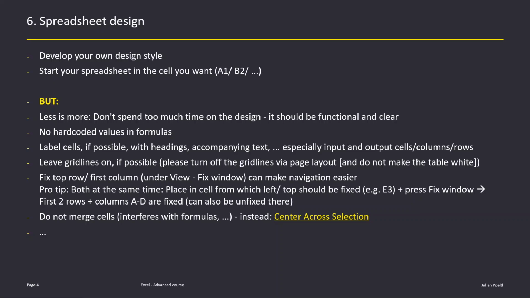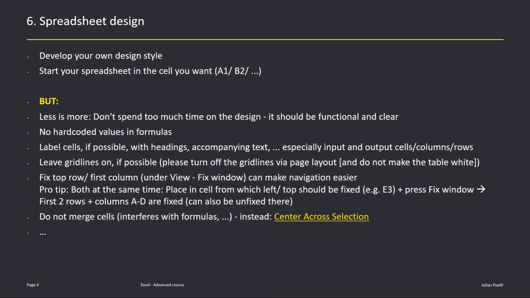You can also fix the top row or the first column. Sometimes this can make navigation easier, and you can do that under View and Freeze Panes. If you want to have, for example, the first row and the first column, or the first two columns and the first row fixed, these columns and rows will stay visible every time, also if you scroll to the right or down below.